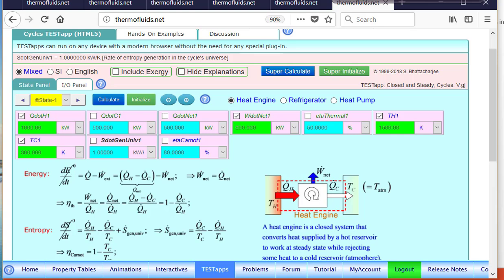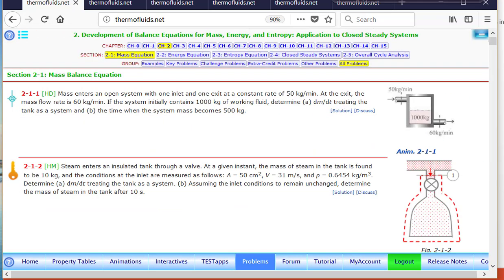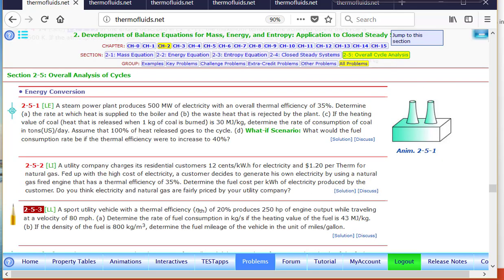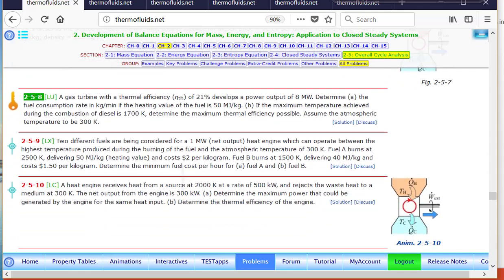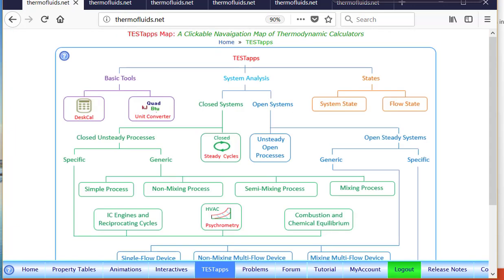So where will you find problems involving such simple heat engine, refrigeration, or heat pump cycles? Well, you go to chapter 2 in the problem sections. It has a whole lot of problems involving all kinds of governing equations, mass, energy, and entropy equations, as they specifically apply to closed steady systems. And finally, in section 5, a number of problems involving overall cycles where the details of the cycles are not so important.